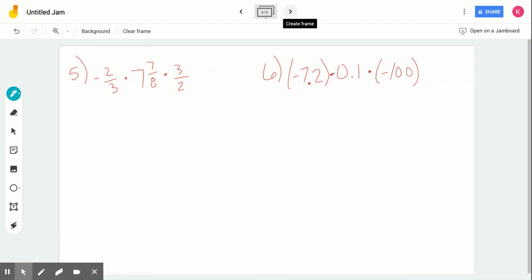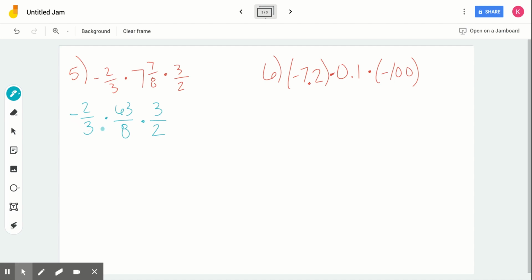Now when we look at numbers 5 and 6, we are multiplying more than 2 terms each time. The first step in number 5 is to change them all to fractions or improper fractions. We can't have any mixed numbers. So we need to rewrite the problem. 7 times 8 is 56, plus 7 is 63.